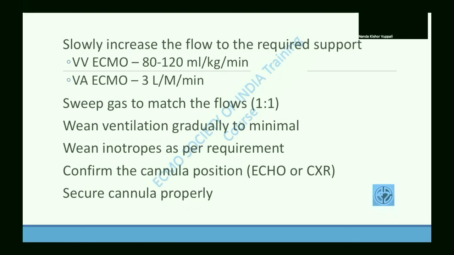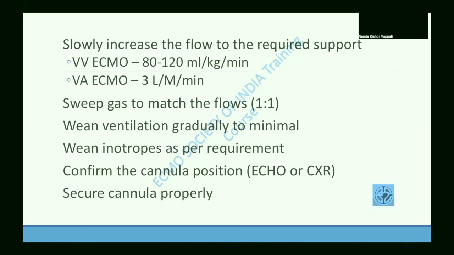Similarly, we need to come down on inotropes as well, as per the requirement, going by the hemodynamics. If it's a veno-venous mode of ECMO, generally we should be able to come off all the inotropes, because the inotrope requirement is usually due to hypoxemia, and once you correct hypoxemia, the inotrope requirement should go down. In a veno-arterial mode of ECMO, where you've initiated ECMO for a weak heart, poor heart function, you might need some amount of inotropy for the heart to function.